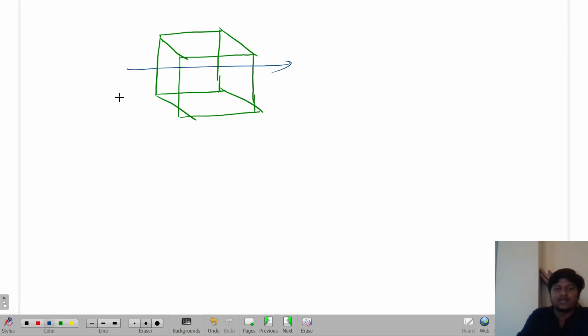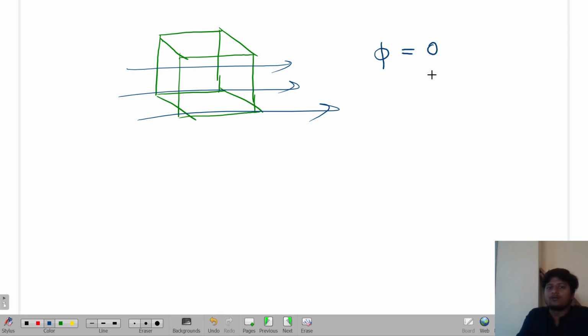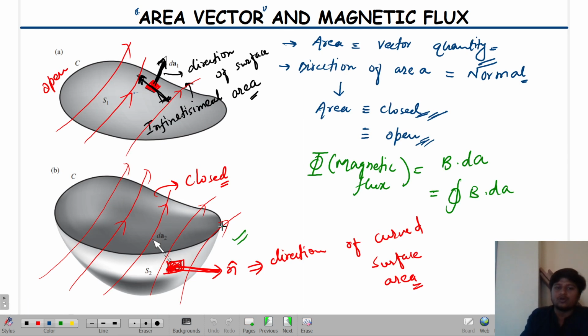Let's suppose the electric field lines were passing this way. What was the electric flux? Zero or not? For any kind of closed loop, the total electric flux will be how much? Zero. So similarly here also, for this whole closed loop, it will be zero. So phi for a perfectly closed loop is going to be equal to zero. Right or not? Are you able to get me or not?